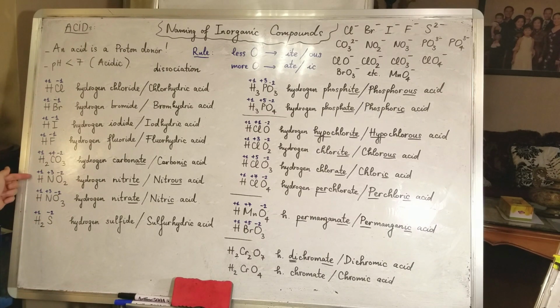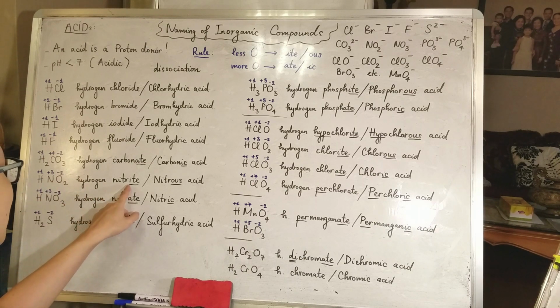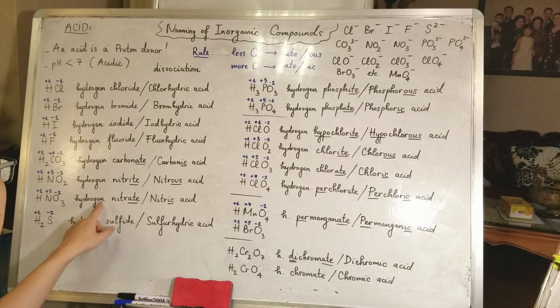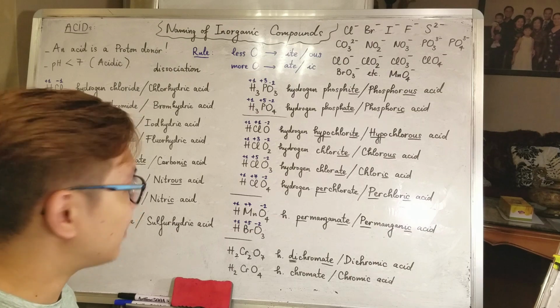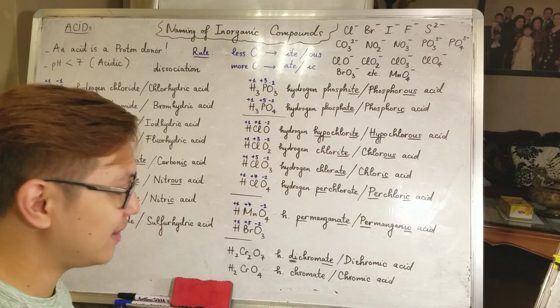Let's come to another example. These two examples, HNO2 and HNO3. So what do you have here? You have less oxygen and more oxygen here. So it's gonna be hydrogen nitrite. Be careful, because you also have nitride with IDE.